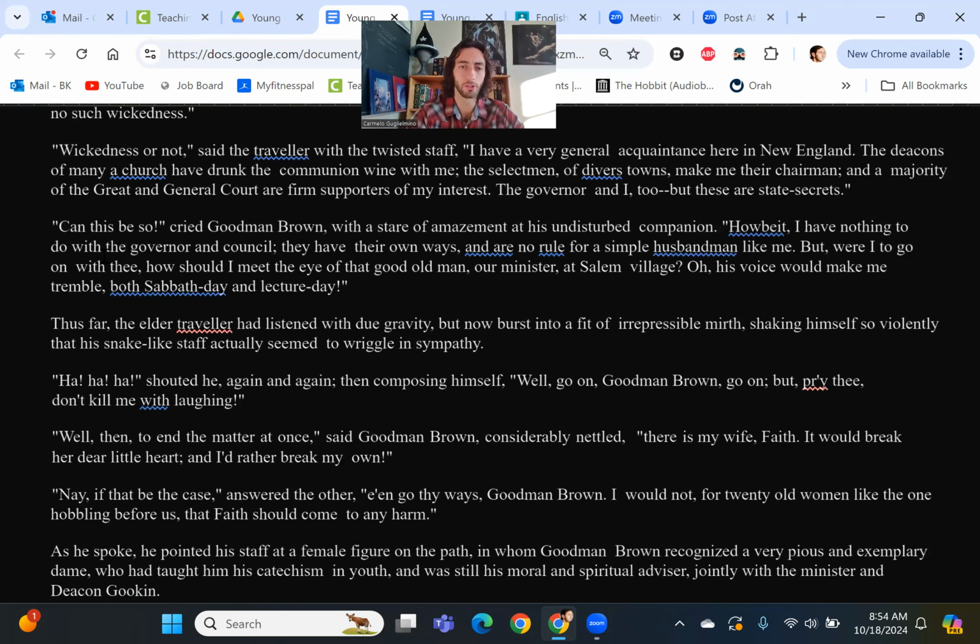Can this be so? said Goodman Brown with a state of amazement at his undisturbed companion. Howbeit I have nothing to do with the governor and the council. They have their own ways, and are no rule of a simple husband like me. But were I to go on with thee, how should I meet the eye of that good old man, our minister at Salem Village? Oh, his voice would make me tremble both Sabbath day and lecture day.